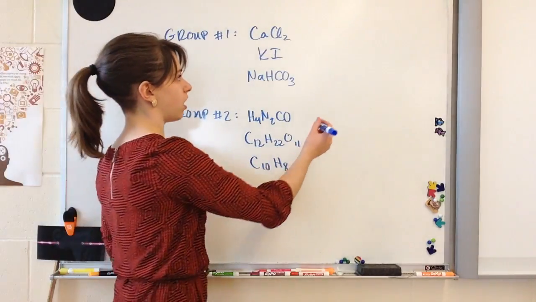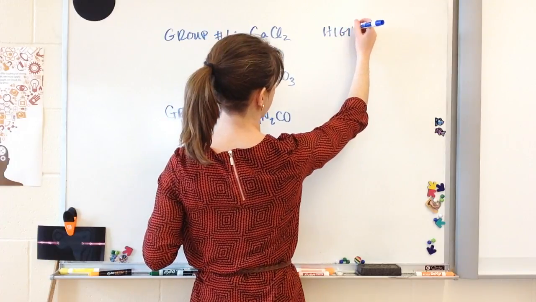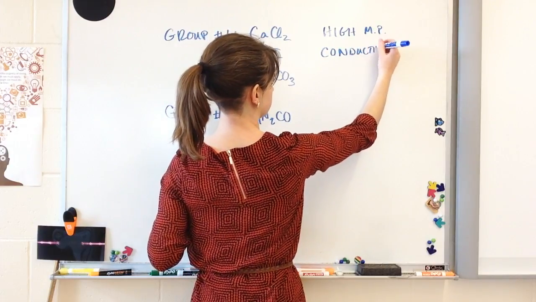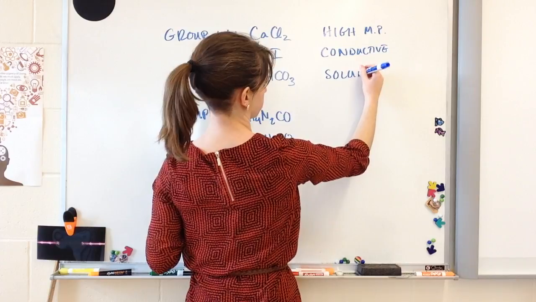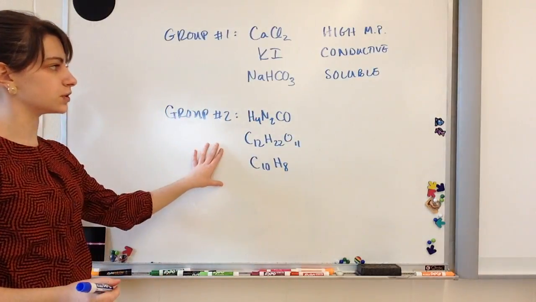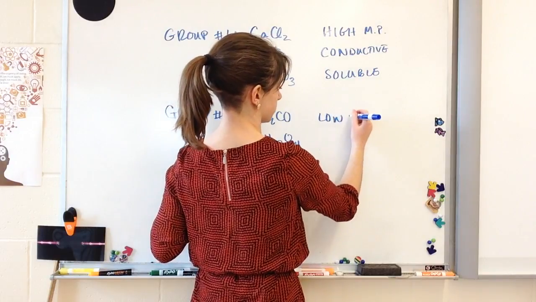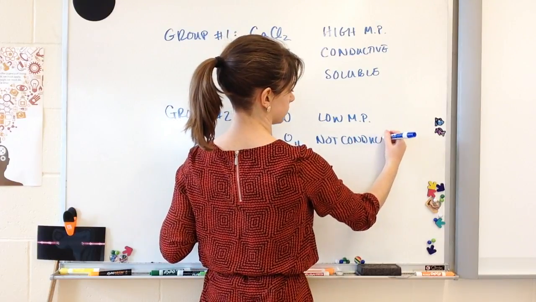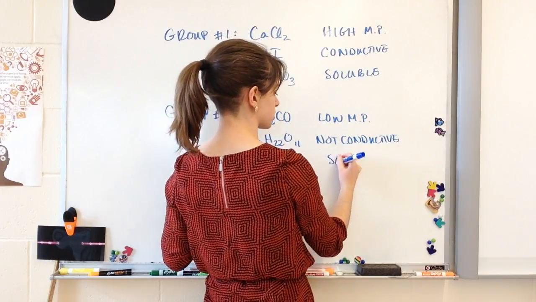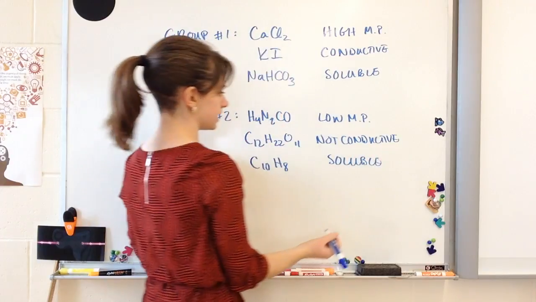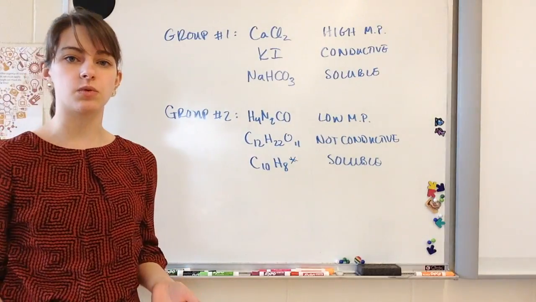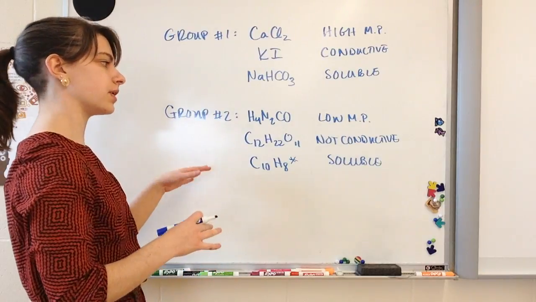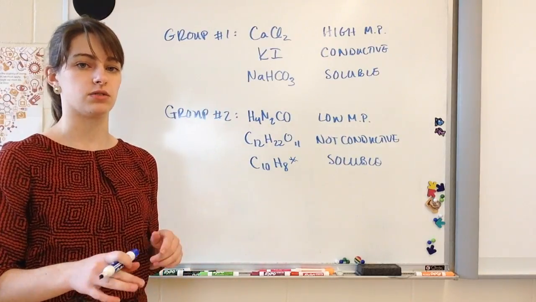So for group one, all of the group one compounds had a high melting point. They were conductive. And they were also all soluble. Now, for the group two compounds, they had very low melting points. They were not conductive. And most were soluble, with the exception of the naphthalene. And that's something we'll get into a little bit more detail later. So pretty much all of our compounds were soluble, but then the melting point and the conductivity really separated our compounds into two different groups.